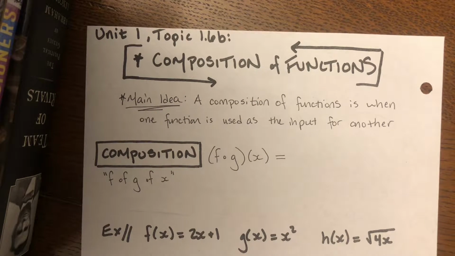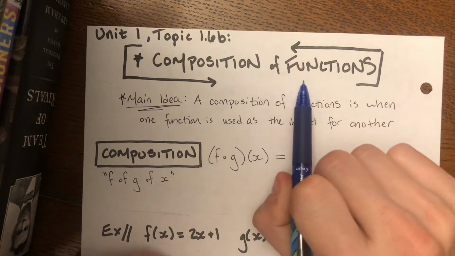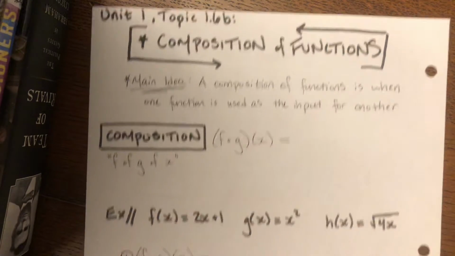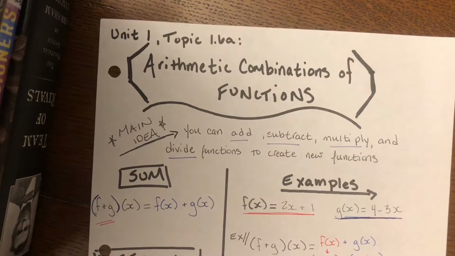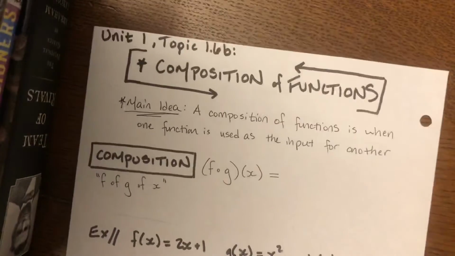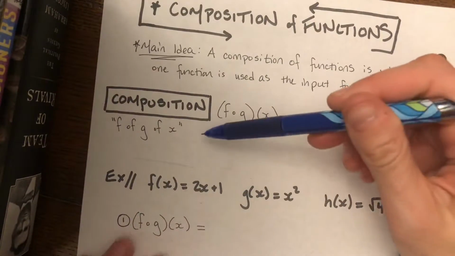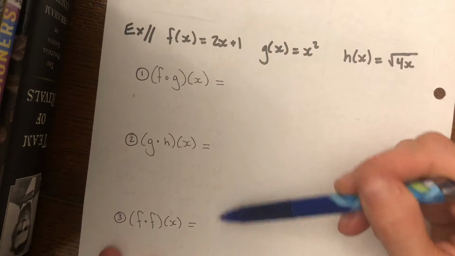Thompson, and today we are talking about topic 1.6b, which is composition of functions. If you don't remember, we got this in class on the back of arithmetic combinations. And so if you're looking for these notes, they're on the back of these. And we're essentially going to talk through what composition is, and then 3 examples of how to do it.